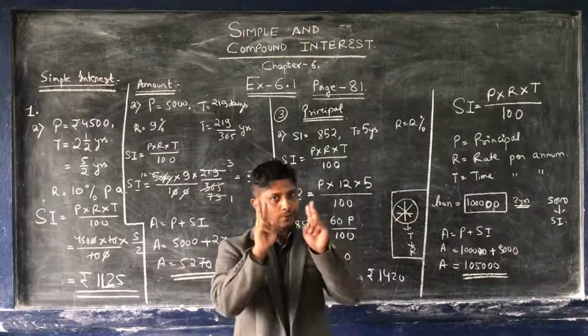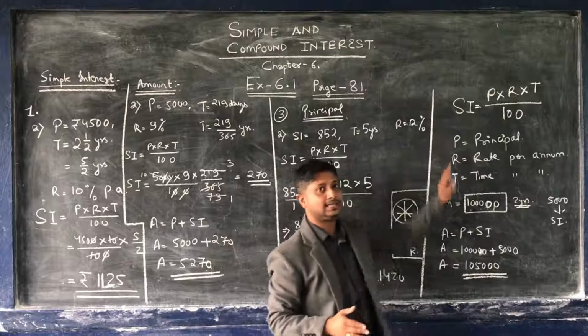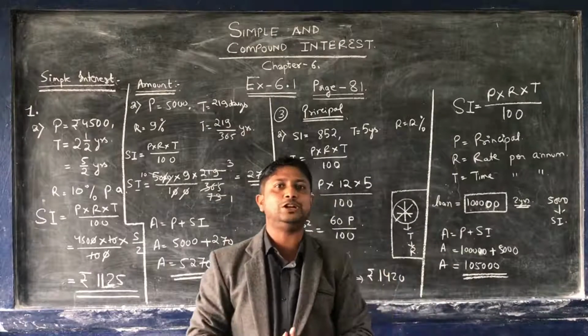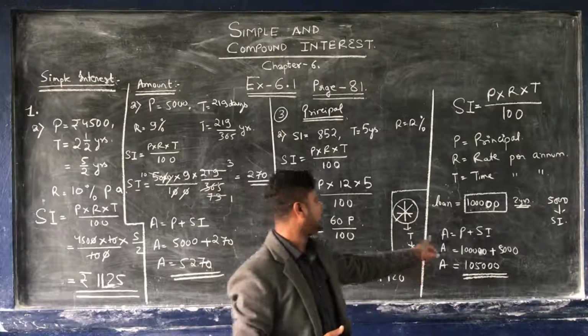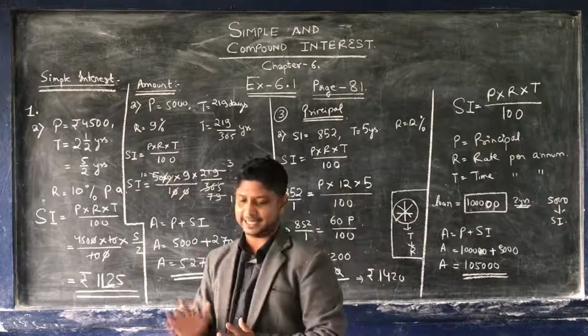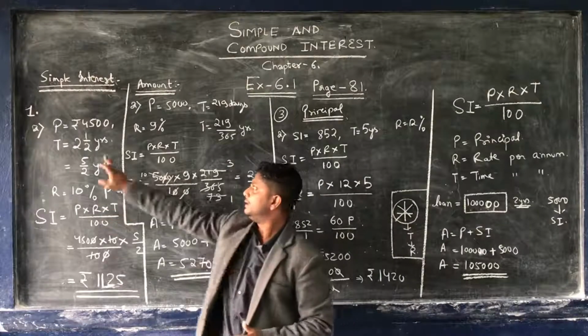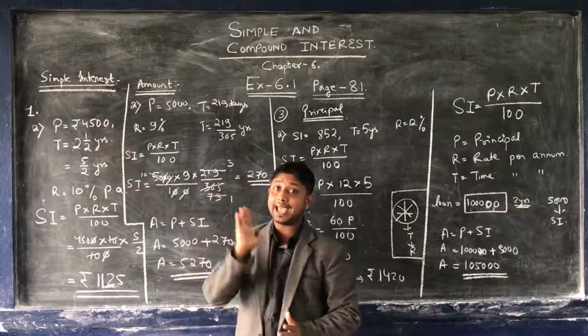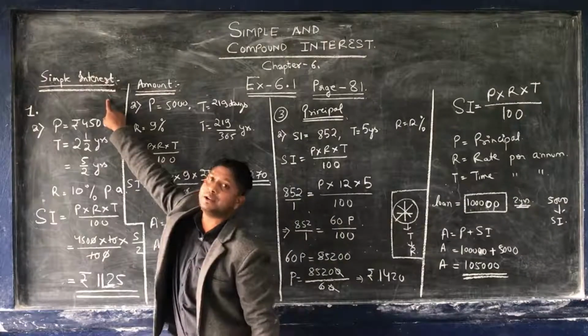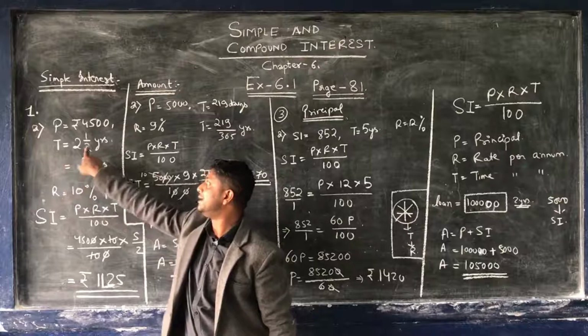In this chapter, for this exercise we are going to follow only these two formulas. SI equals P into R into T by 100 and amount equals P plus SI. Now coming to the exercise. Let us see the first exercise from page number 81. This one, 1A, where you have been asked to find the simple interest. Principal is given, rate is given, and the time is given.